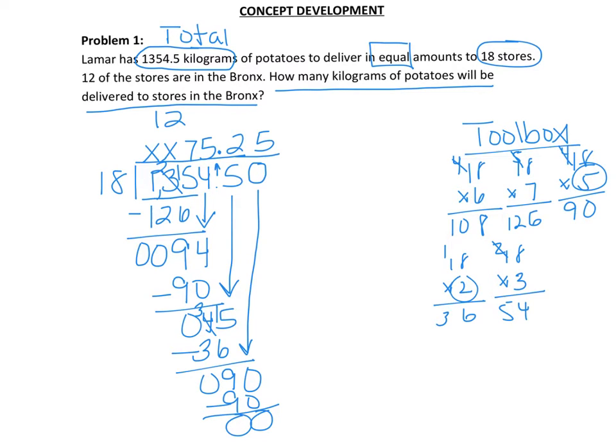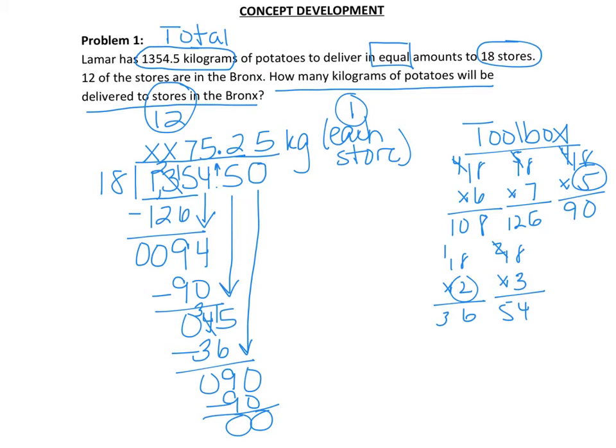So how many kilograms of potatoes will be delivered to the stores in the Bronx? Well, I just figured out how much was going to each store. So 75 and 25 hundredths of a kilogram is for each store. So I need to figure it out for 12 stores. So that's just one store. 1 means each. So now I need to figure it out for 12 stores.